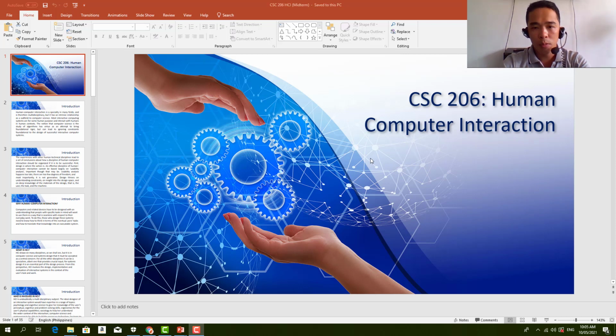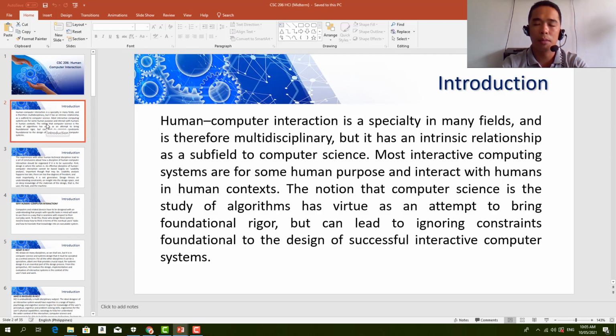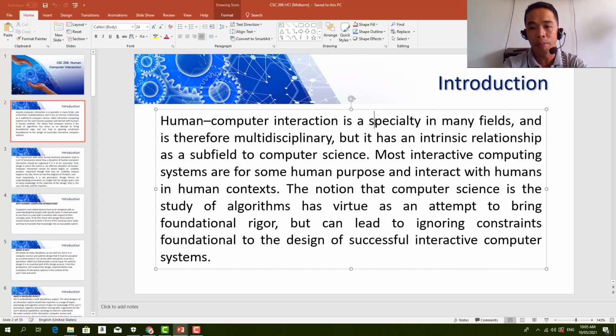Human-computer interaction is a specialty in many fields and is therefore multidisciplinary. So it's not just in the field of computer science and information technology where HCI is applied, but also in healthcare and engineering. They apply this study too. But it has an intrinsic relationship as a subfield to computer science. Most interactive computing systems are for some human purpose and interact with humans in a human context.